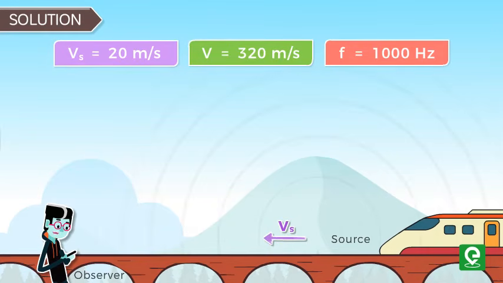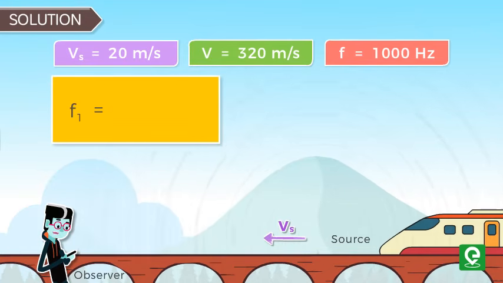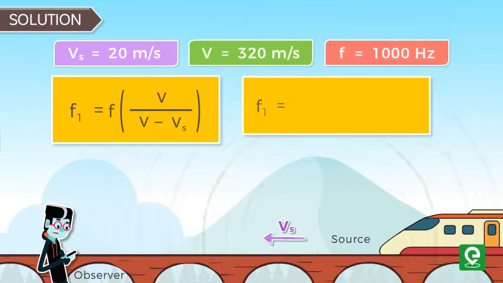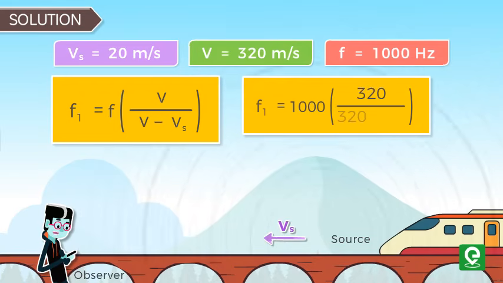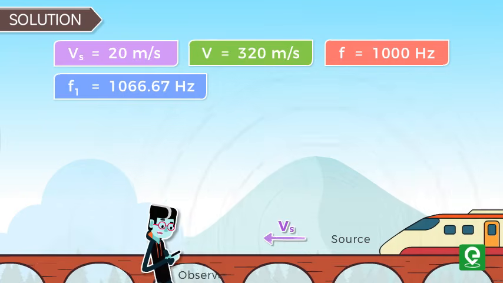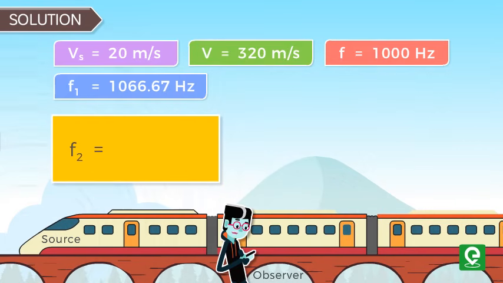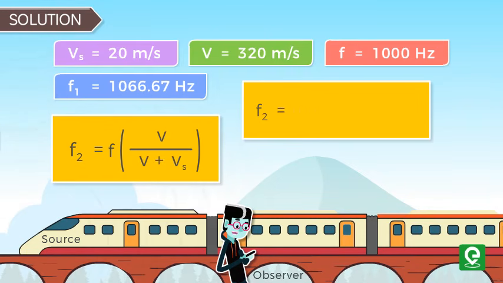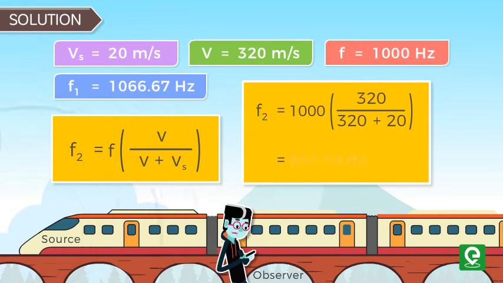So the frequency heard by the observer while the train approaches him can be calculated using the relation F1 equal to F into V divided by (V minus Vs). That is 1000 into 320 divided by (320 minus 20), which is equal to 1066.67 Hz. And the frequency heard by the observer while the train recedes, F2, is equal to F into V divided by (V plus Vs). That is 1000 into 320 divided by (320 plus 20), which is equal to 941.18 Hz.